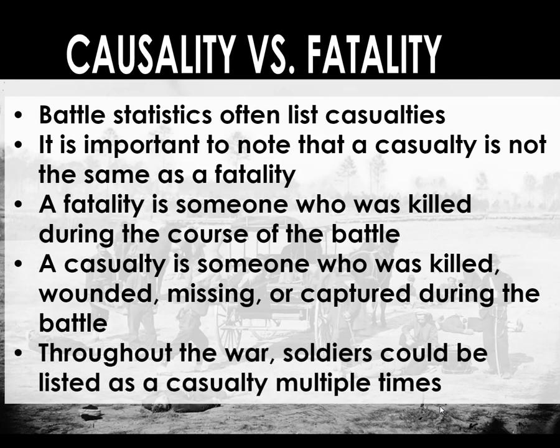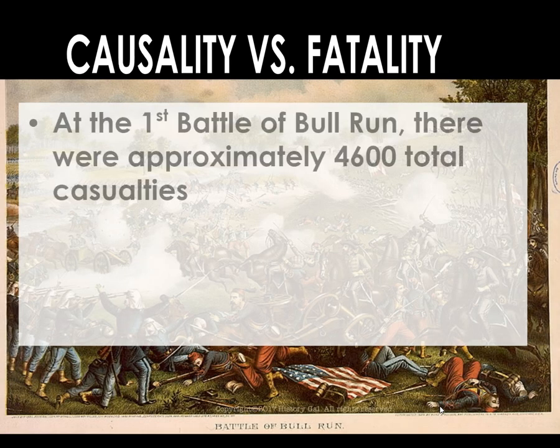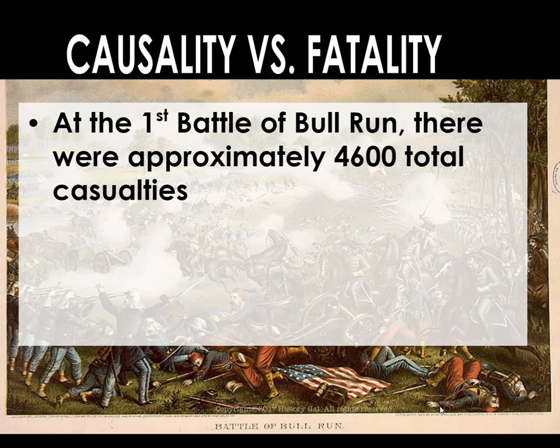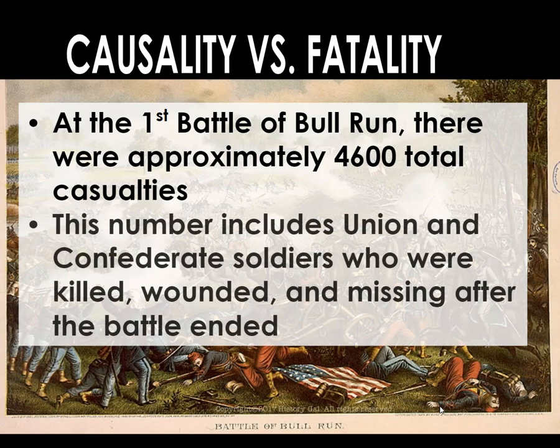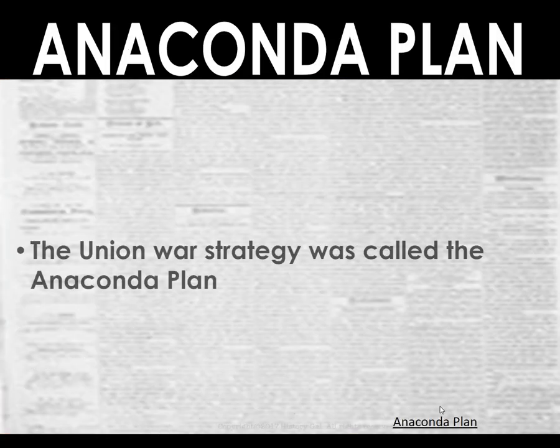Throughout the war, soldiers could be listed as a casualty multiple times because they could be wounded, missing, and come back, or captured and come back. So you can actually be a casualty multiple times. At the first Battle of Bull Run, there were approximately 4,600 casualties, and this number includes both Union and Confederate soldiers who were killed, wounded, or missing during the battle.